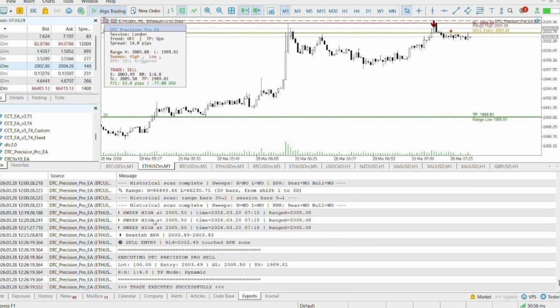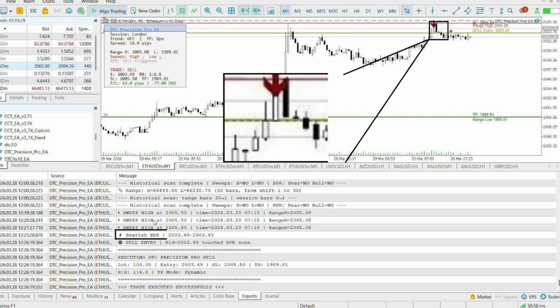This is a sell trade on Ethereum during the London session. Let me walk you through everything you see on screen. First, the range. The bot calculated the pre-session range with a high of 2005.08 and a low of 1989.81. You can see these as the red and green horizontal lines. Price swept the range high at 2005.50. You can see the red arrow marking where that happened. The panel confirms it. Sweep shows high with a check mark.